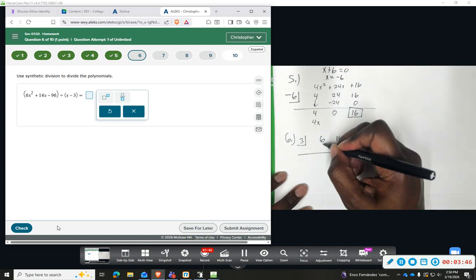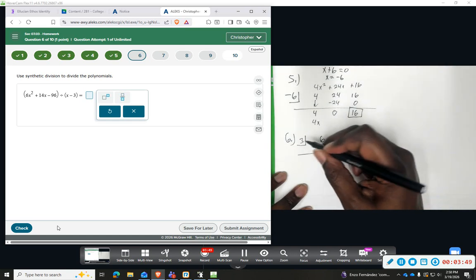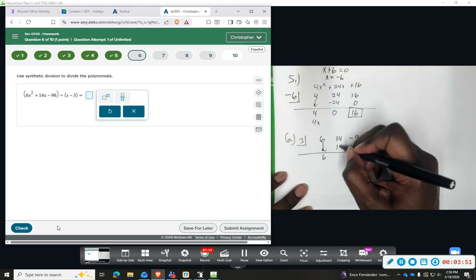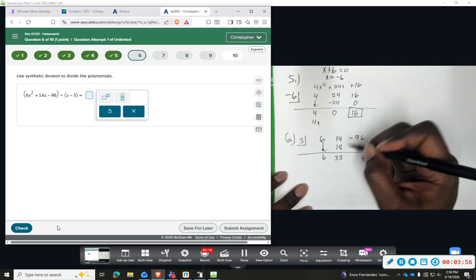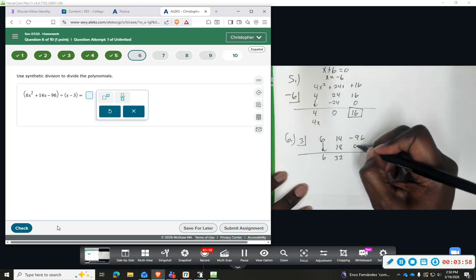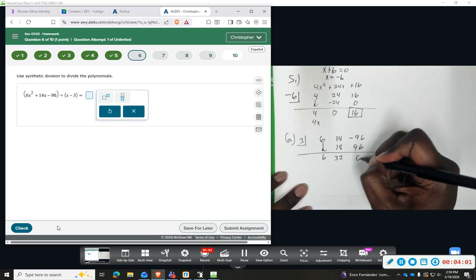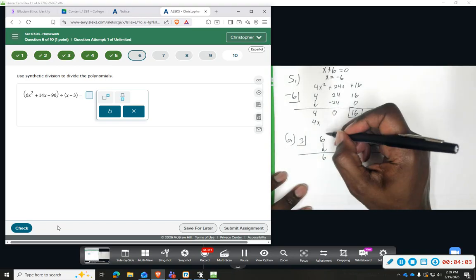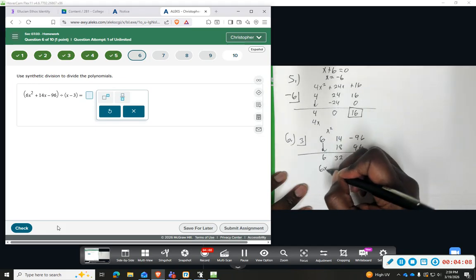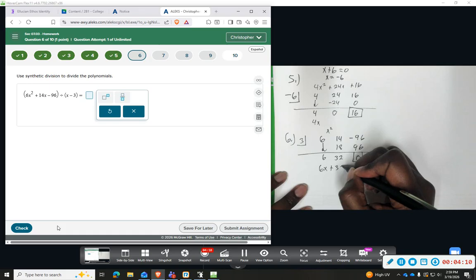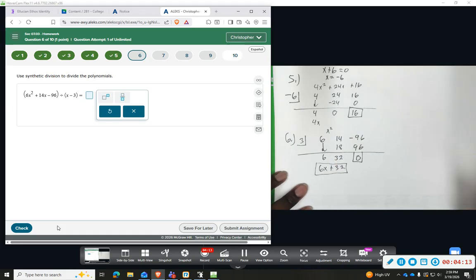Draw a line, bring the 6 down. 3 times 6 is 18, and we get 32. 3 times 32 is a positive 96. Subtract, we get 0. So we had an x squared here. The polynomial is going to be 1 degree less, so this is going to be 6x and then plus 32. So the result is 6x plus 32.